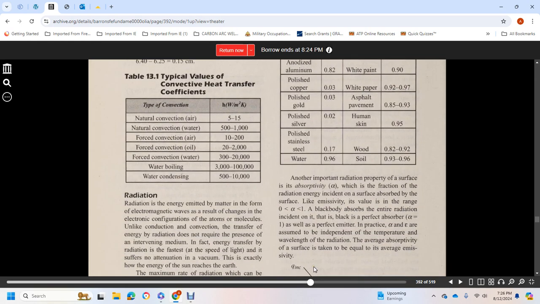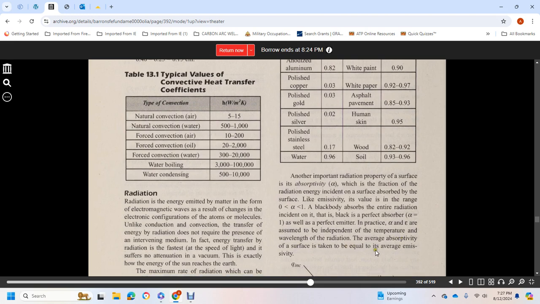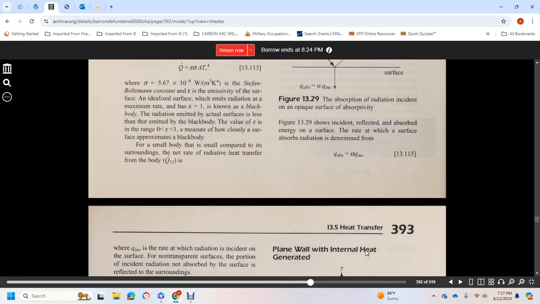The other important radiation property is surface absorptivity, which is the fraction of the radiation energy incident on the surface that is absorbed by the surface. Like emissivity, its value is in the range of 0 to 1. A black body absorbs the entire radiation incident on it. The black body is a perfect absorber with absorptivity of 1, as well as a perfect emitter. In practice, absorptivity and emissivity are assumed to be independent of the temperature and wavelength of the radiation. The average absorptivity of the surface is taken to be equal to its average emissivity.